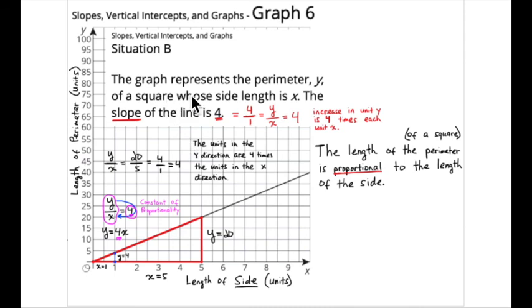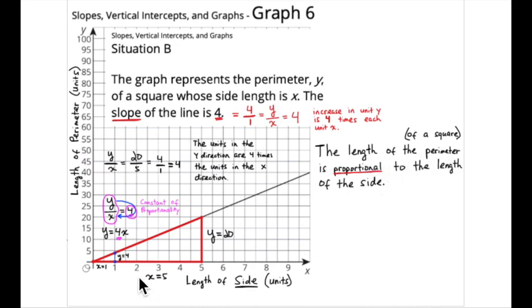All right, the story: the graph represents the perimeter of a square. So the perimeter of a square, the distance around a square, is 4 times larger than the length of the side. So the perimeter increases by 4 times for each increase in the length of the side. So the length of the perimeter is proportional to the length of the side.